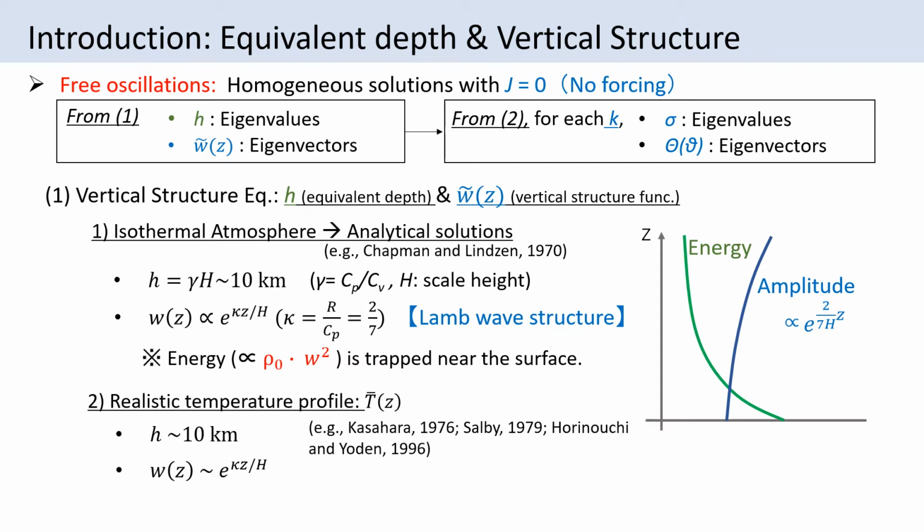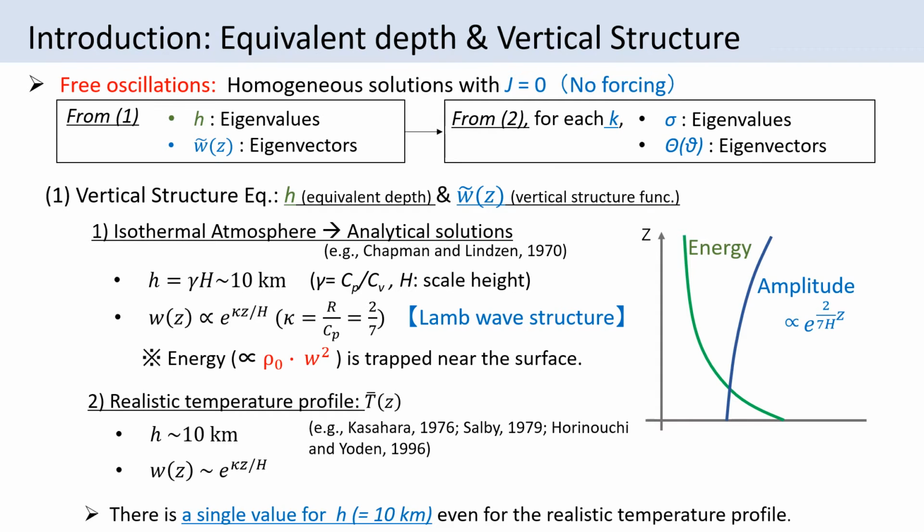Some studies, by using numerical estimations, suggest that h is again almost 10 km and the vertical structure is similar to the Lamb wave structure, almost barotropic. But here, note that there is only a single value for equivalent depth, which is about 10 km, even for the realistic temperature profile.